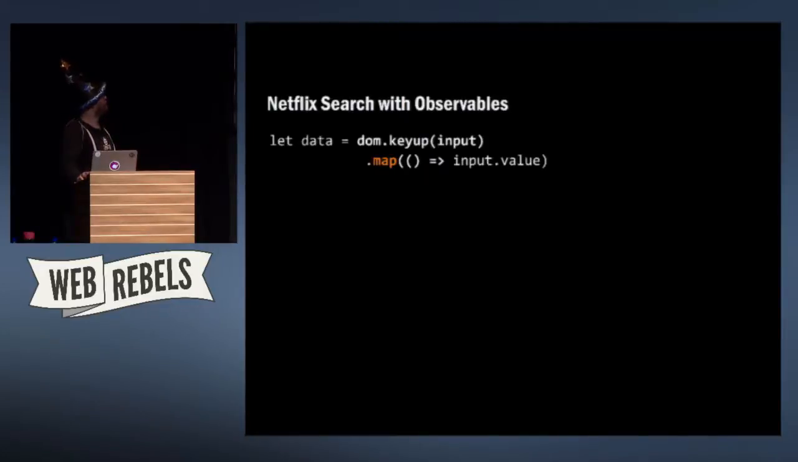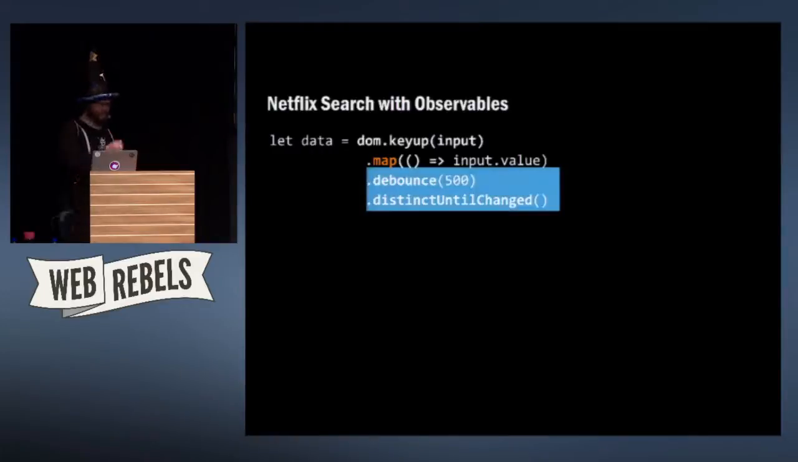So we would start off by doing map and taking our input's value. And then here we would debounce it, meaning by 500 ticks, we would stop for half a second, and then it would fire. But it would only fire when it is actually a distinct value, meaning if my keys go left and right and so forth, it's not going to fire. That's a really interesting thing to be able to do.